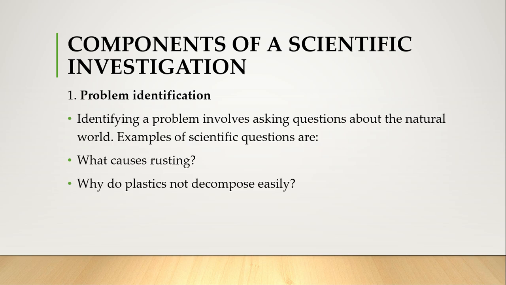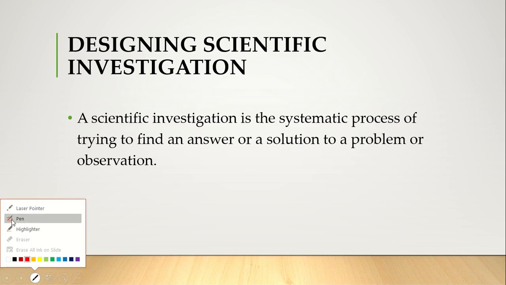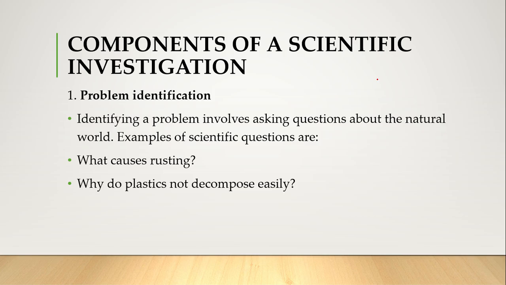But before we design, we have to know the components of a scientific investigation. What is it that we need? Remember, we said it's a process. Being a process, it means that there are stages to be followed. A process always has some stages or steps to be followed. So what are some of the stages or components of the scientific investigation?